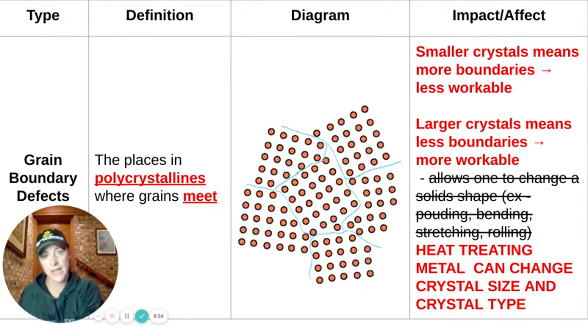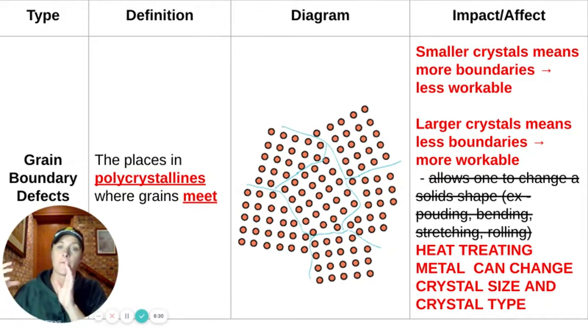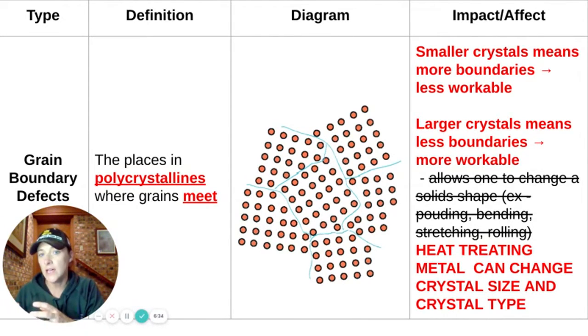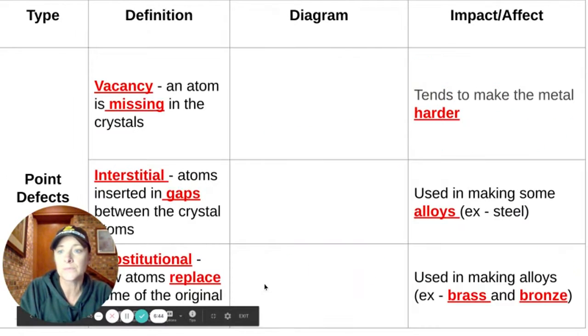Go back to the packet before. It can literally change from FCC to BCC, so face-centered cubic to body-centered cubic, or it could change from hexagonal to a different shape. So in heating it, we can change the shape of the crystal that makes up that metal, and that's quite interesting.